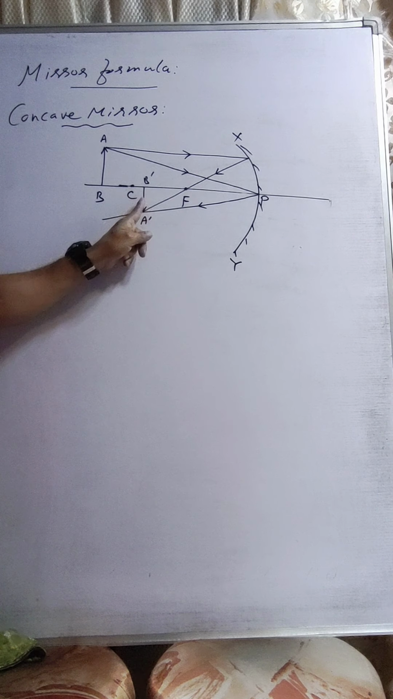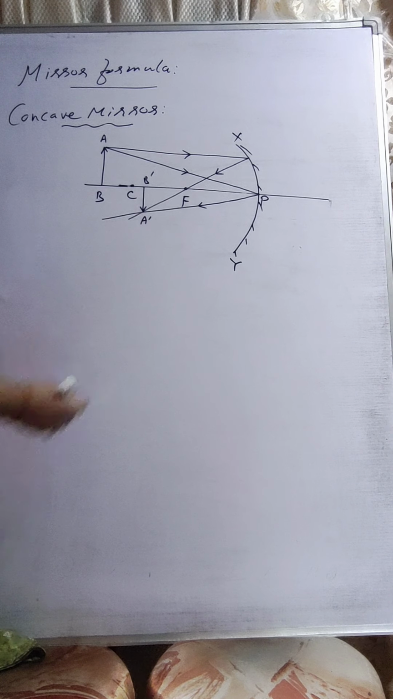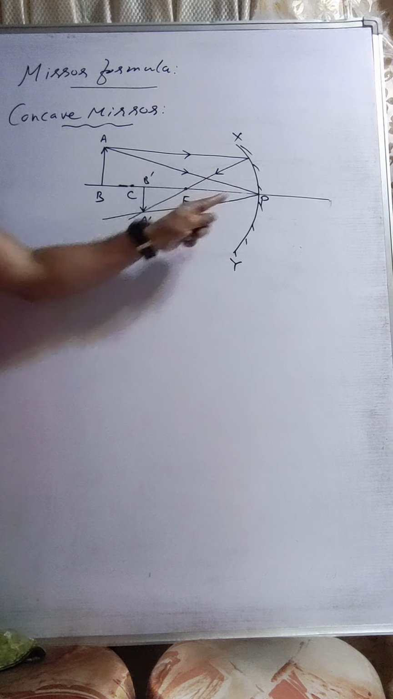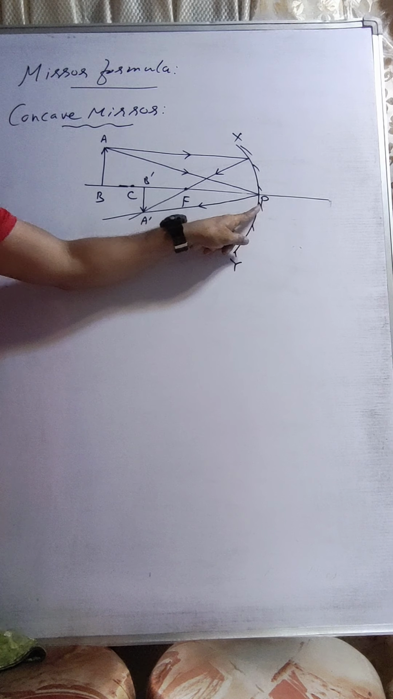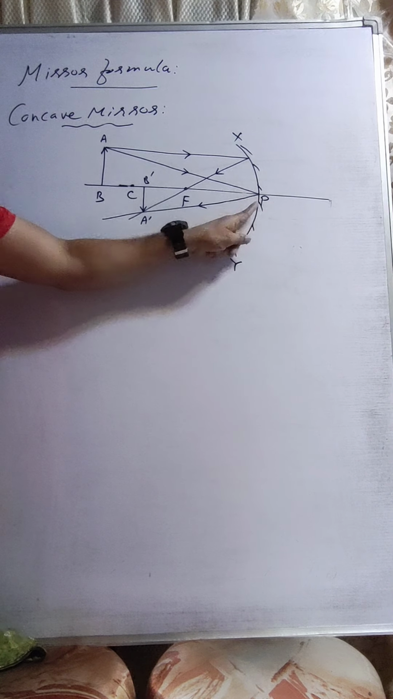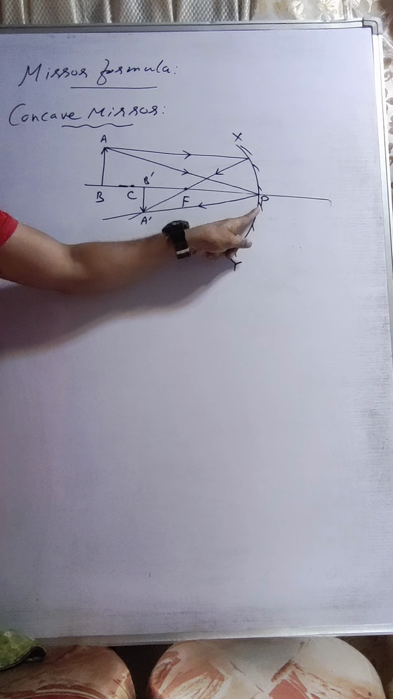C and F. Okay, now next, all distances should be measured from what? The pole of the mirror. Do you remember this one? All distances should be measured from the pole of the mirror.